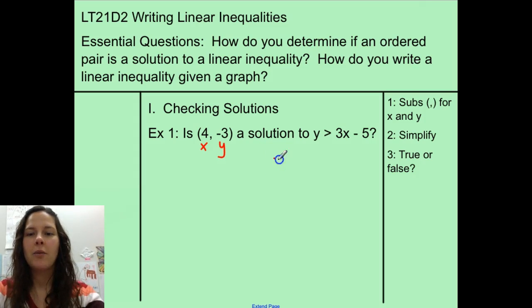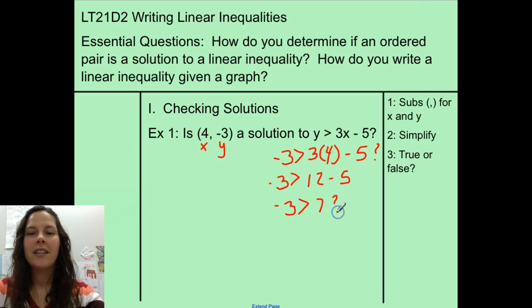So replacing y with -3, is that greater than replacing x with 4 and subtracting 5. So order of operations will multiply before we subtract, so we get 12 minus 5. Is -3 greater than 7? The answer is no, so 4 and -3 is not a solution to our inequality.